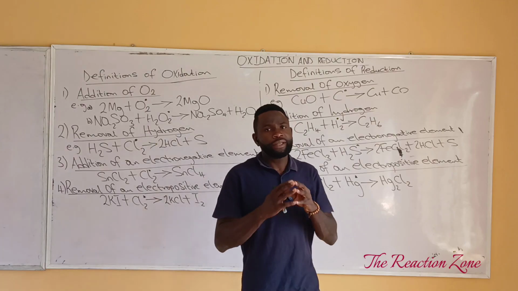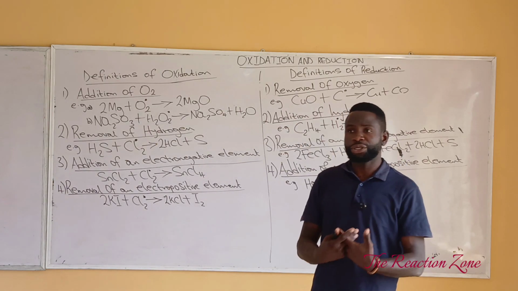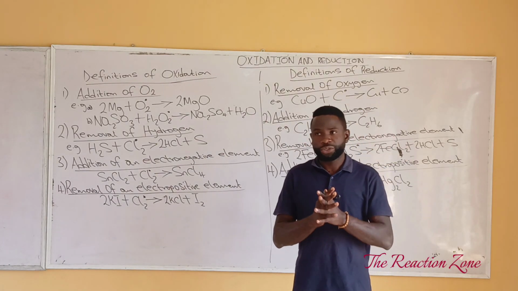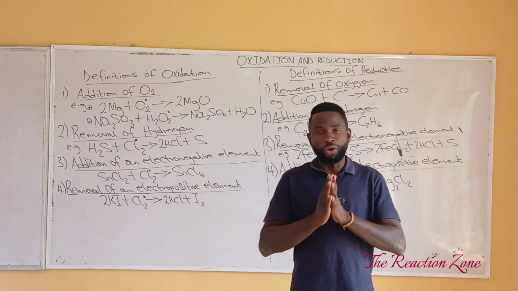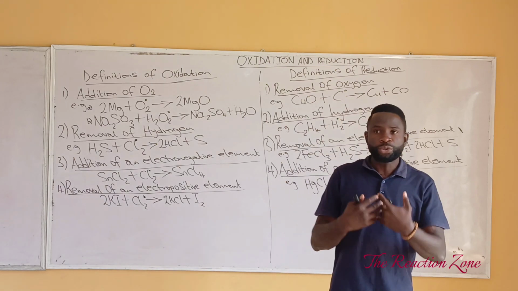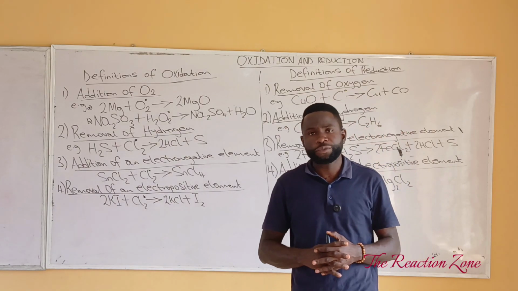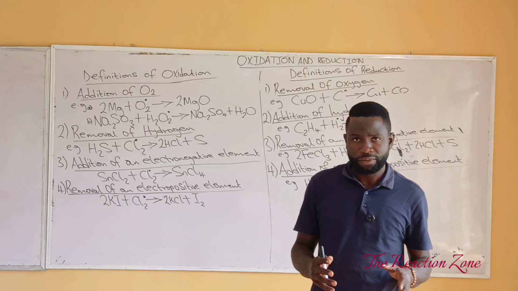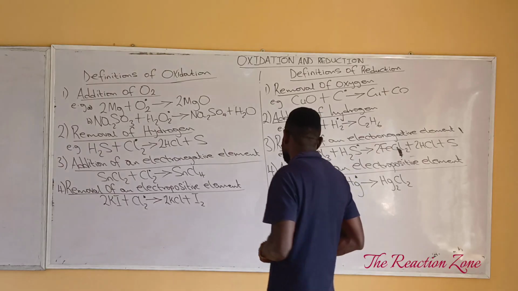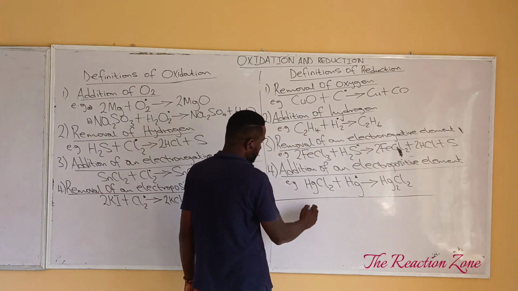Having looked at this, it is now important for us to consider the modern definition of oxidation and reduction. The modern definition of oxidation and reduction involves electron loss and electron gain. So according to the modern definition, oxidation involves the loss of electrons, whereas reduction involves electron gain. So let us use a hypothetical element to illustrate this.